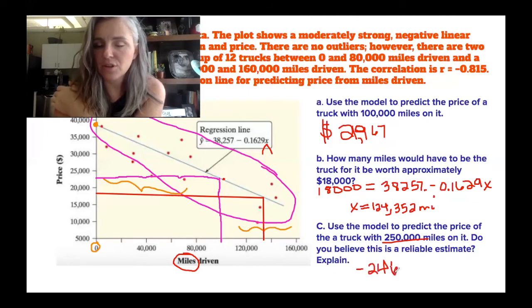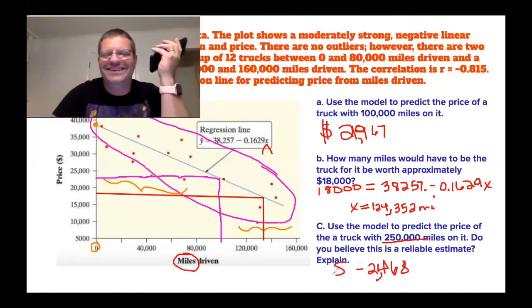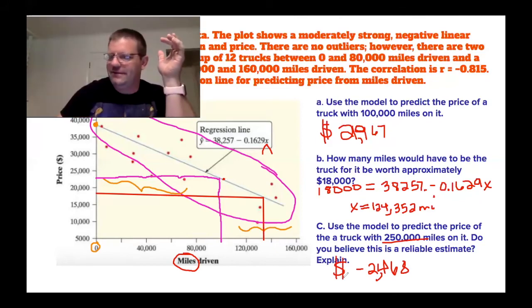-$2,468. You drove it for so long. You got to give Ford money. I gave Ford money to get it back on the road because it's dead.